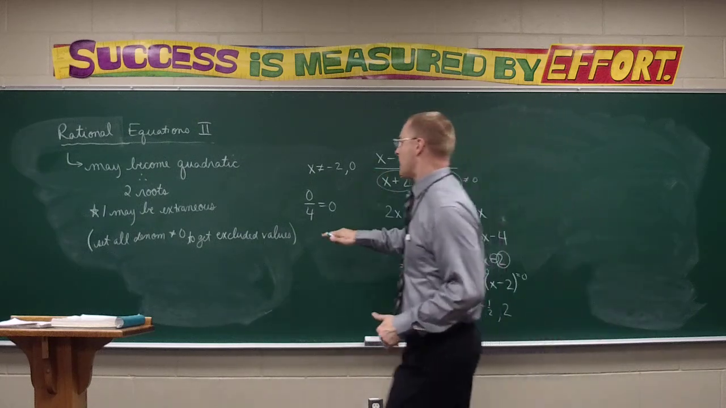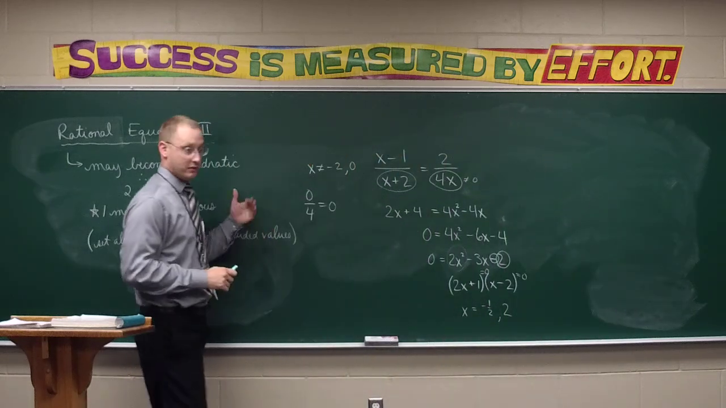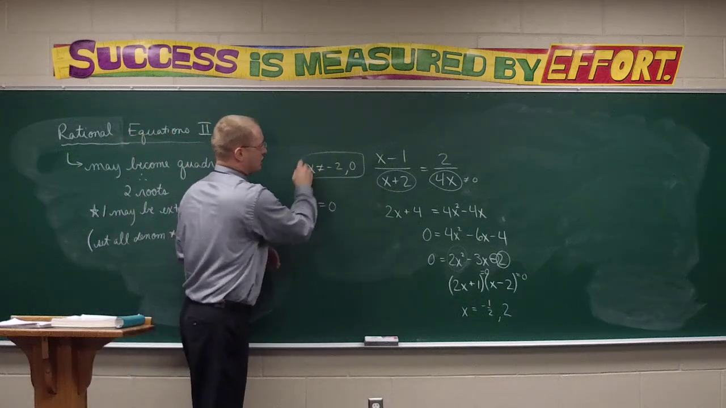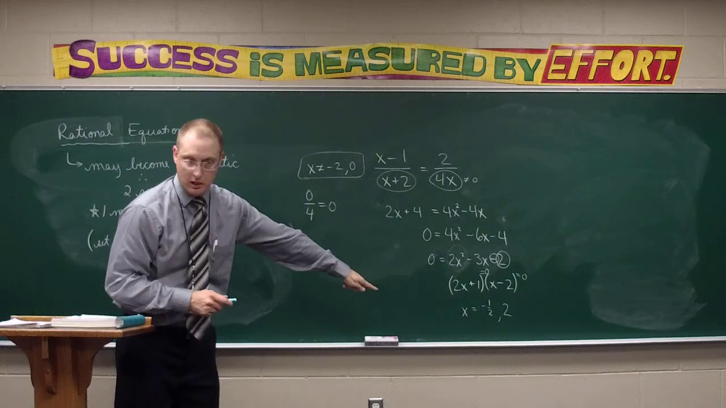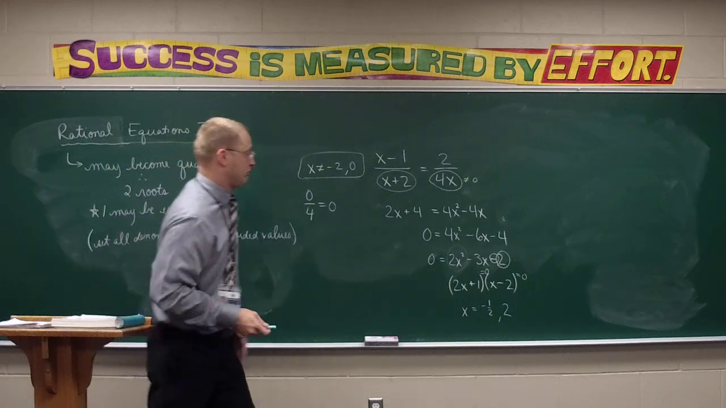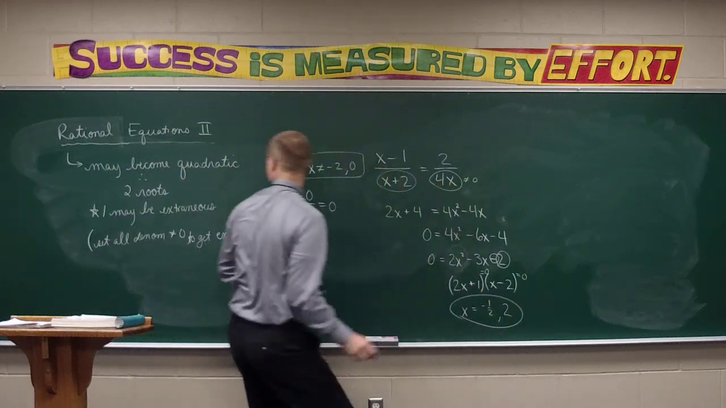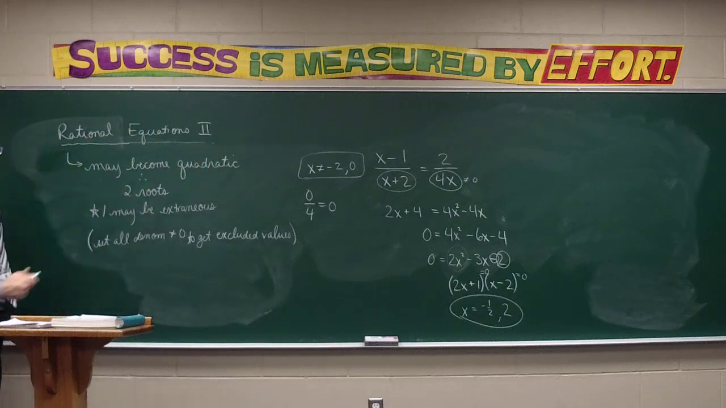So 0 divided by anything is 0. Anything divided by 0 is undefined. Well, there's the two things x couldn't equal. Couldn't be a negative 2 or a 0. Do I run into any conflicts down here? No. So it became quadratic, and I got my two roots. I didn't happen to get an extraneous root this time, but we want to check for it. Does that make sense? Let's do another one.